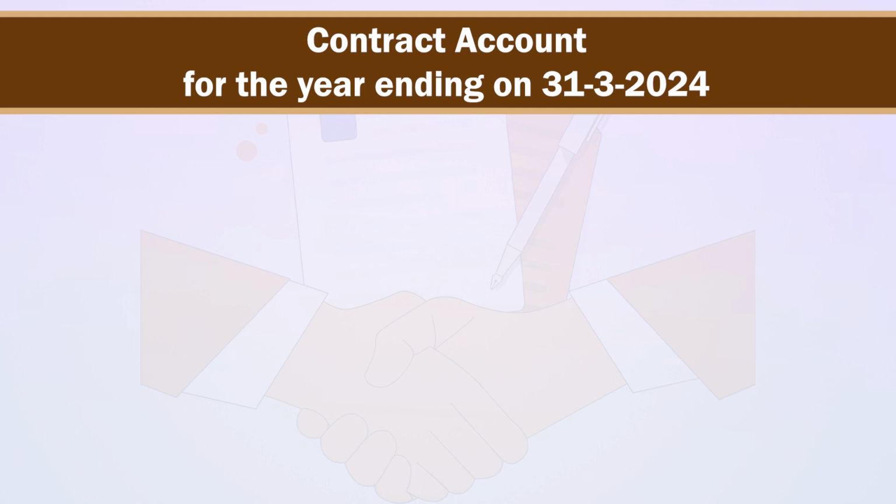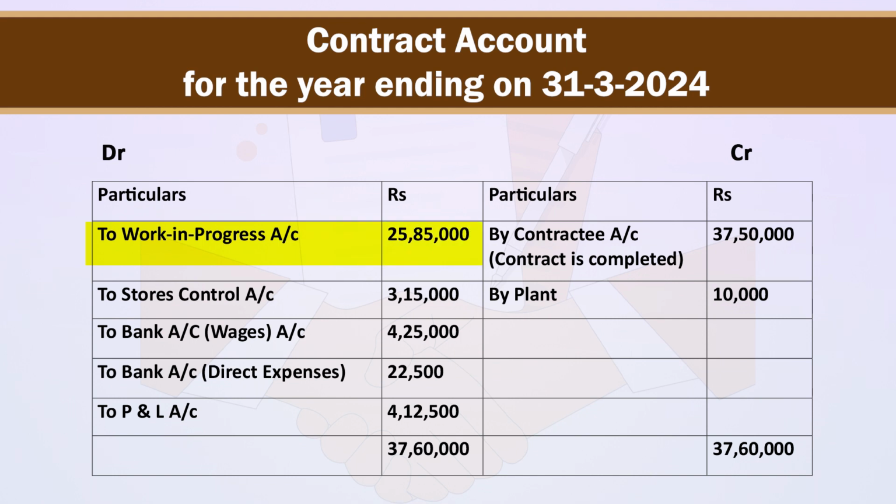Contract account for the year ending on 31st March 2024. On debit side, to work in progress account 25,85,000, to stores control account 3,15,000, to bank account for wages 4,25,000, to bank account for direct expenses 22,500, and on credit side by contractee amount 37,50,000 as contract is completed, and by plant account rupees 10,000. Total of credit side is 37,60,000 and giving profit of rupees 4,12,500, which is transferred to profit and loss account.